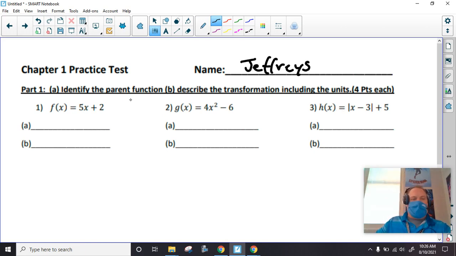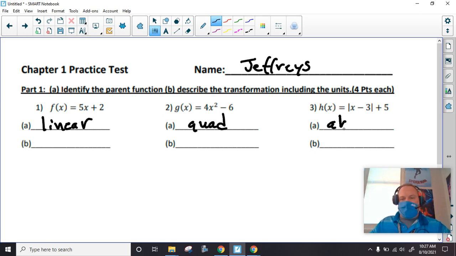All right, so for part one on A is identify the parent function. Okay, this one's linear. This one's quadratic. This one's absolute value. Okay, those are your only three choices right now. So you've got a 33% chance of getting these right. Now, on number one, this is a linear.